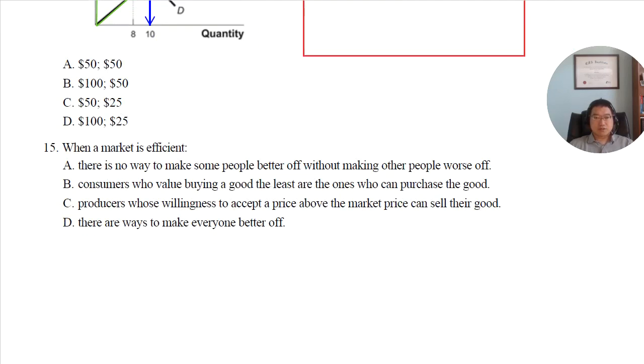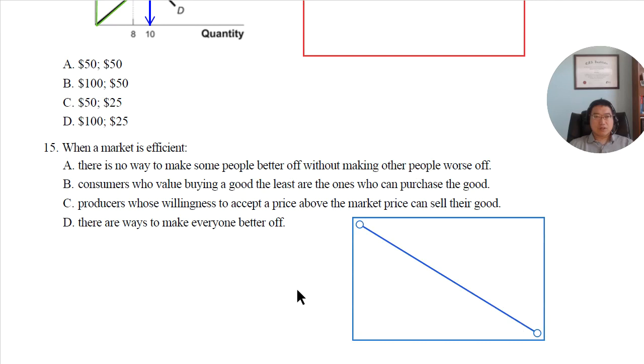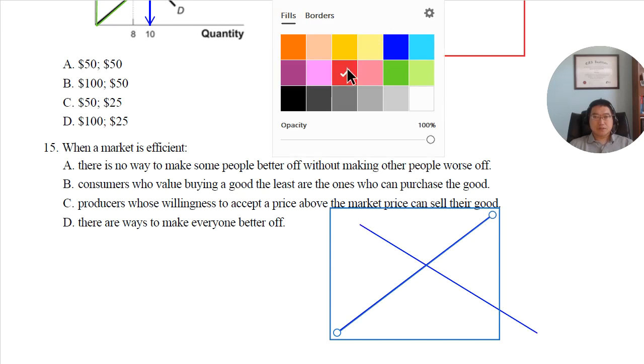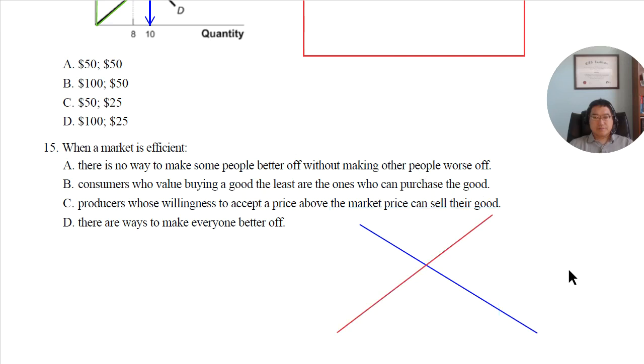Let's look at question 15. When the market is efficient, there is no way to make some people better off without making other people worse off. Okay, that is talking about this market equilibrium, right? Let me make the supply a different color. In this market equilibrium, we say this equilibrium is efficient because basically everybody whose willingness to pay is above the market price can purchase, right?